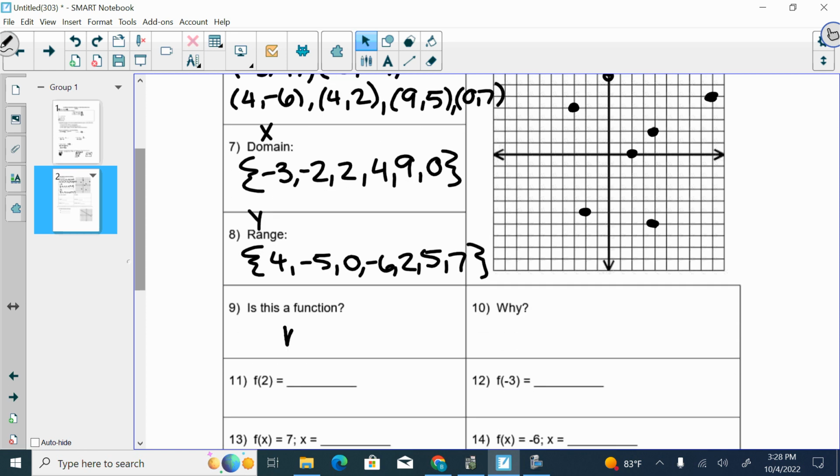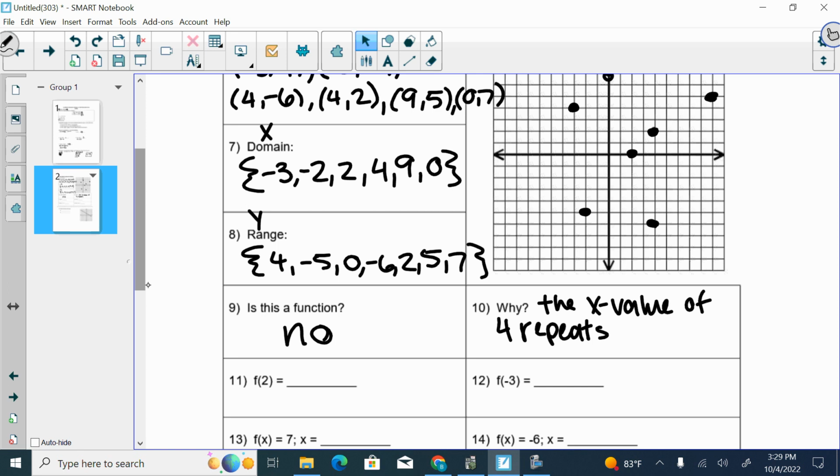All right. So is this a function? No. Why not? Right. We had an x value that repeated. It was at 4, right? X value of 4 repeats. Good.